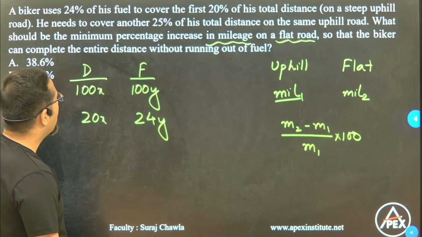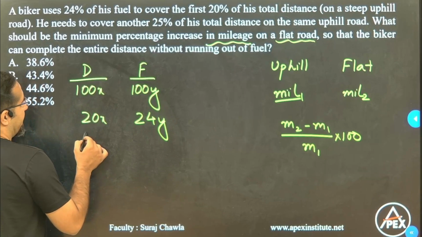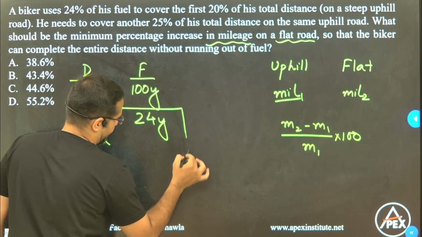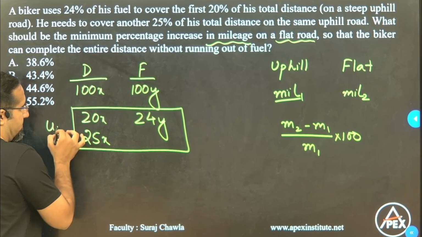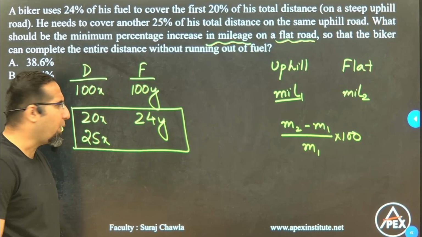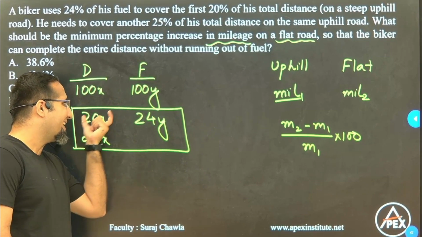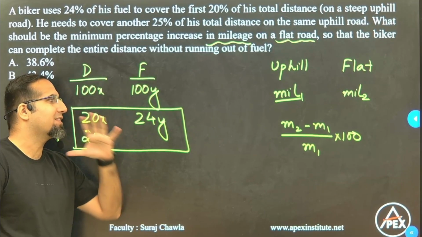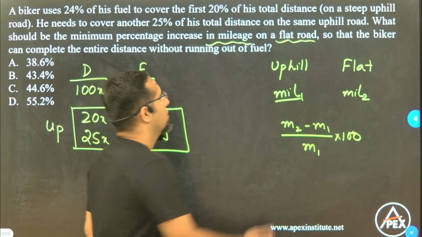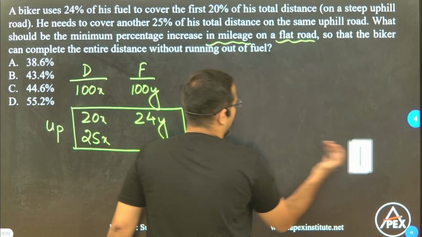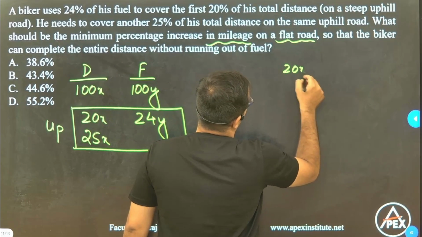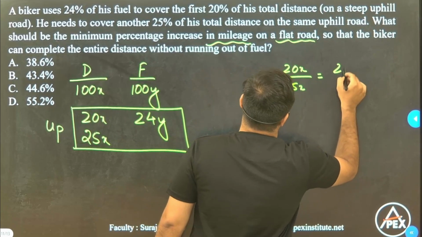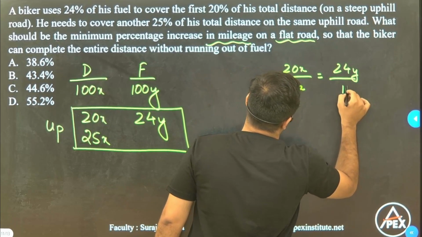ठीक है? So another 25% of total distance, another 25. This whole thing is going on uphill. ठीक है? तो अगर 20x किलोमीटर के लिए 24y यूज हुआ तो 25x किलोमीटर के लिए कितना यूज होगा? अगर यू आर कंफ्यूज्ड देन यू कैन यूज द बेसिक यूनिटरी मेथड ऑफ कैलकुलेशन. 20x by 25x is equal to 24y divided by k.